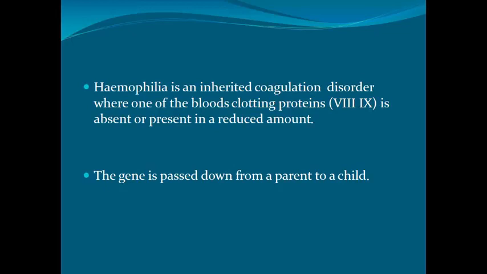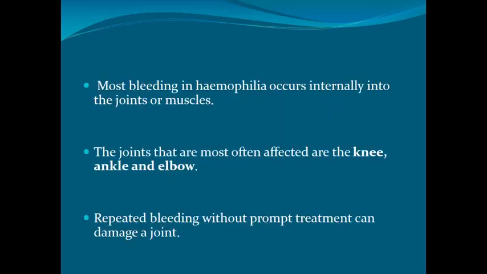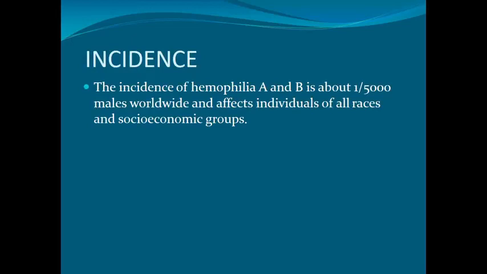The gene is passed down from the parents to the child, meaning it is an X-linked recessive disorder, which I will describe later on. Most of the bleeding in hemophilia occurs internally into the joints or the muscles. The joints that are most often affected are the knee, ankle and elbow. Repeated bleeding without prompt treatment can lead to damage to the joints. So the incidence of hemophilia A and hemophilia B is about 1 in 5,000 males worldwide, and it affects individuals of all races and socioeconomic groups.